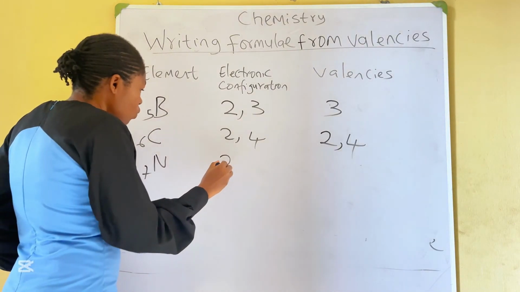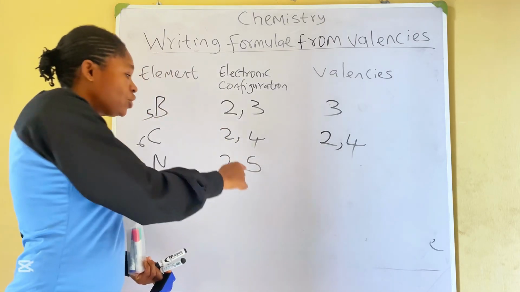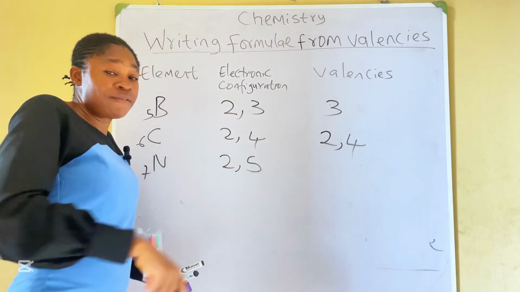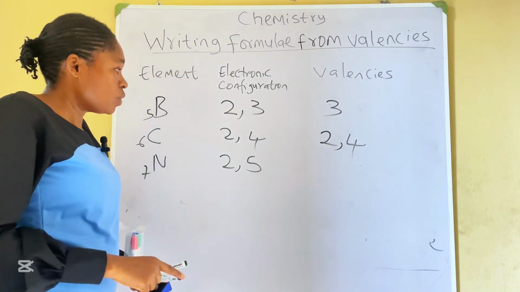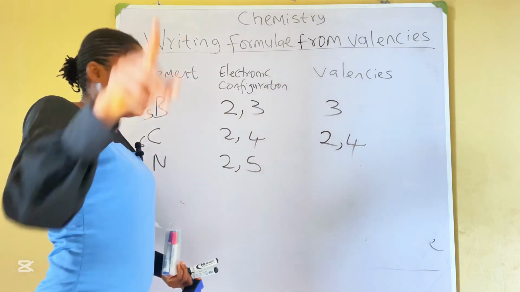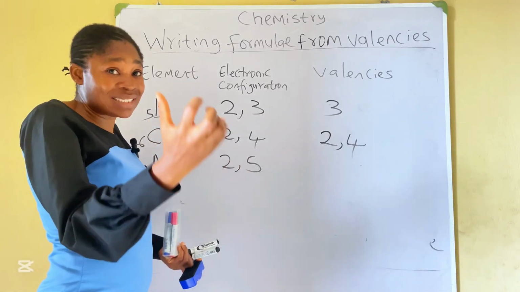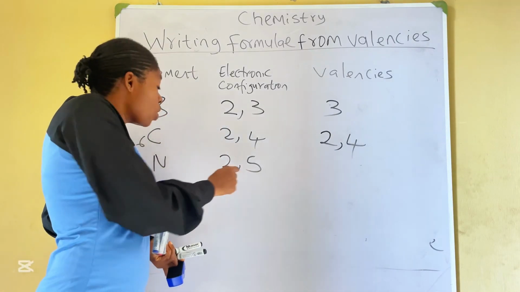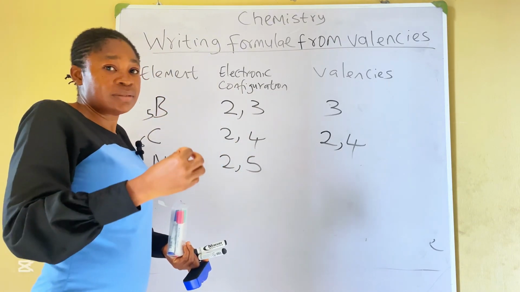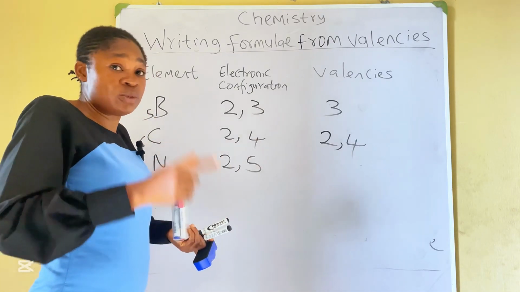Nitrogen is number 7: 2, 5. So nitrogen has 5 electrons in its outermost shell. Remember, for an element with 5 electrons in its outermost shell, it will be easier for that element to accept 3. It goes into chemical bonding by accepting 3 to have the octet configuration, an octet state of 8 in that shell, so that it will be stable.